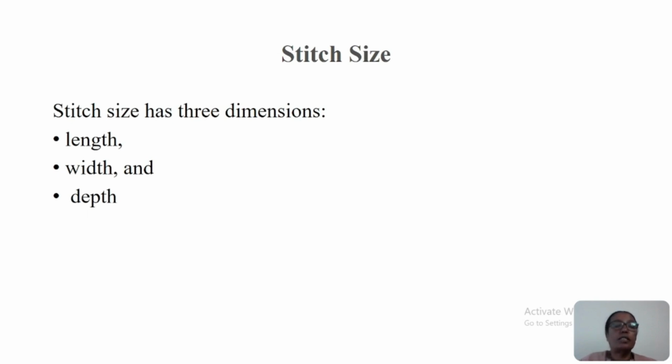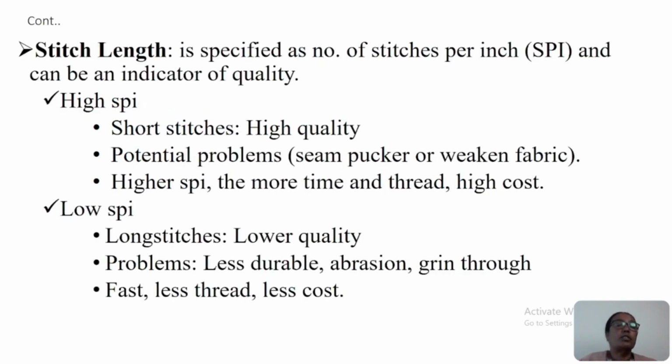A stitch size has three dimensions: length, width, and depth. You will see this stitch size. The first stitch size is stitch length. It is specified as number of stitches per inch and can be an indicator of quality. The stitches per inch indicates the quality of the stitch.